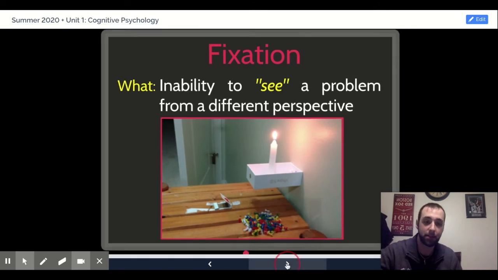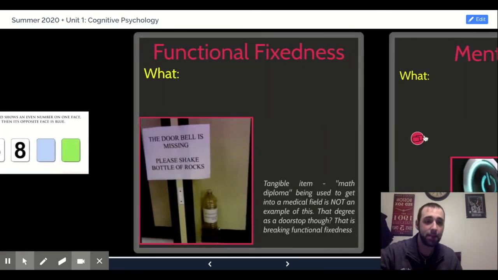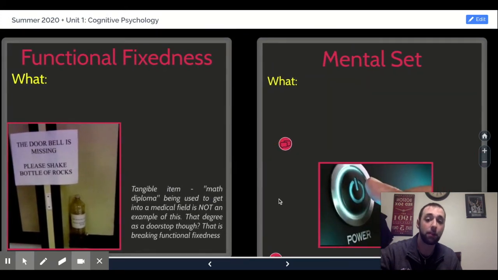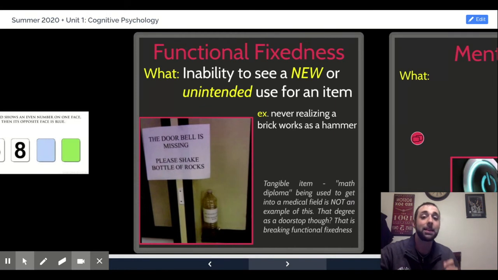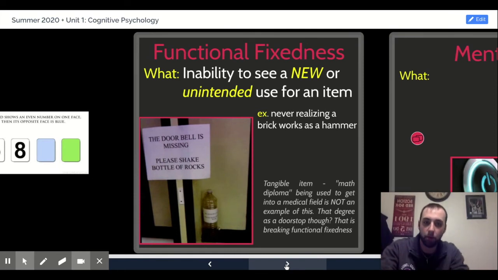That's an example of a fixation. That is a more specific example of what we call functional fixedness. Functional fixedness is an example of a fixation where you have an object and you fail to look at it in a different perspective, and you fail to utilize it in a way that it's unintended for. So, for example, if you're trying to prop your computer up, if you fail to realize that your phone can easily be used to prop your computer up, that's an example of functional fixedness.